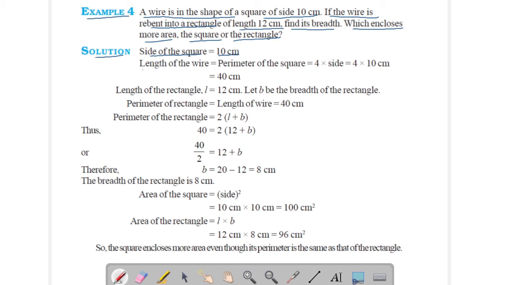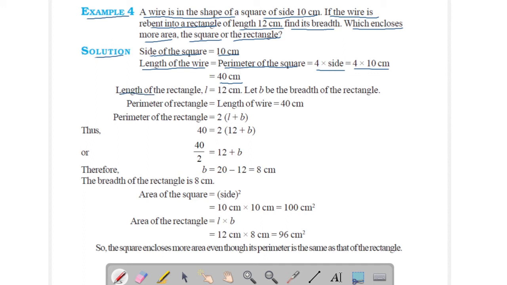Therefore length of wire will be equivalent to perimeter of square. How will you find perimeter of square? Its formula is 4 into side, and side of square is 10 centimeter. Put its value, you will get 4 into 10 centimeter. Multiply it, you will get 40 centimeter. Therefore length of wire is 40 centimeter.